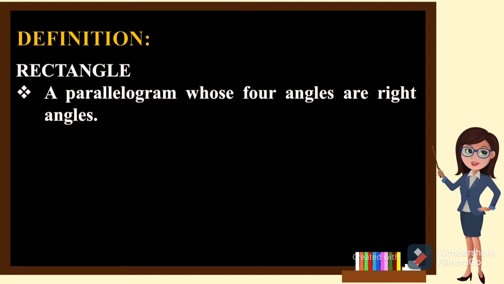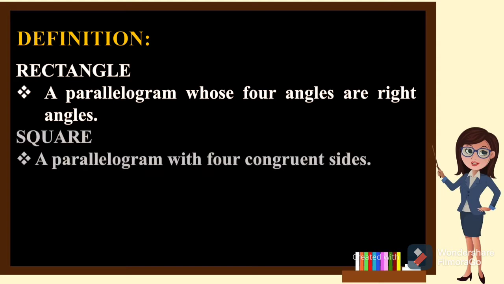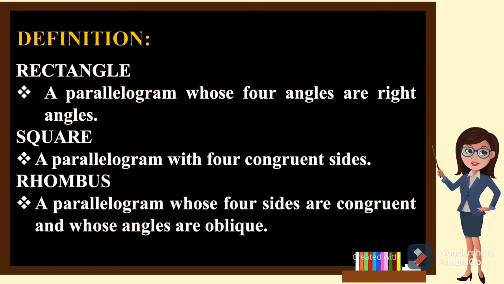Definition. Rectangle: a parallelogram whose four angles are right angles. Square: a parallelogram with four congruent sides. Rhombus: a parallelogram whose four sides are congruent and whose angles are oblique.